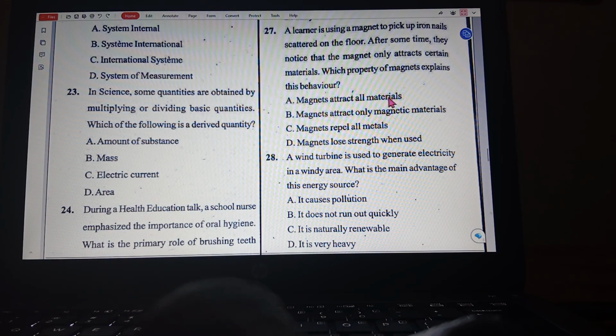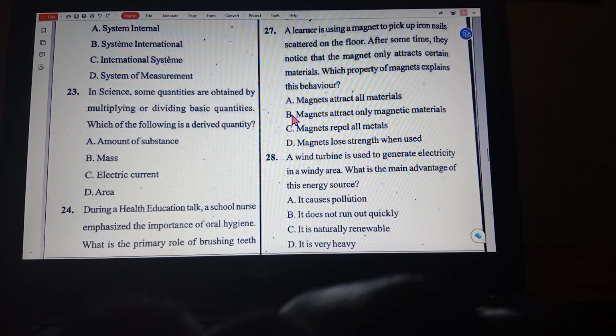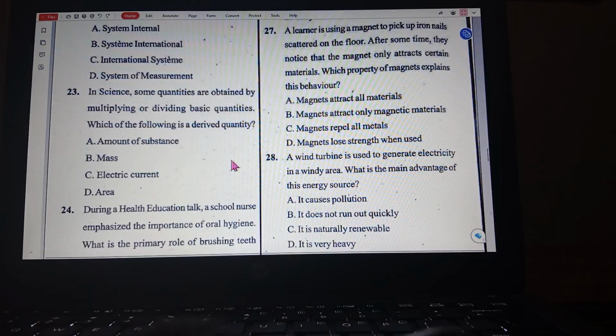Do magnets attract all materials? No. Magnets attract only magnetic materials. The answer is B. Are we together? Magnets attract only magnetic materials, leaving behind non-magnetic materials. What are these magnetic materials? These are materials that can be attracted by a magnet. So the answer is B.